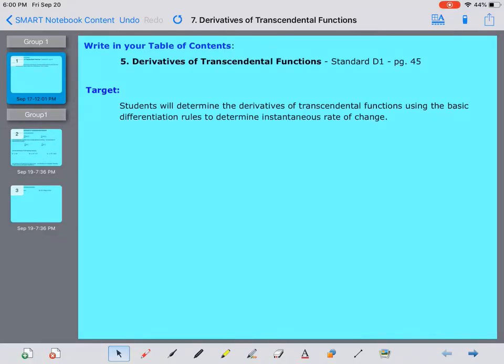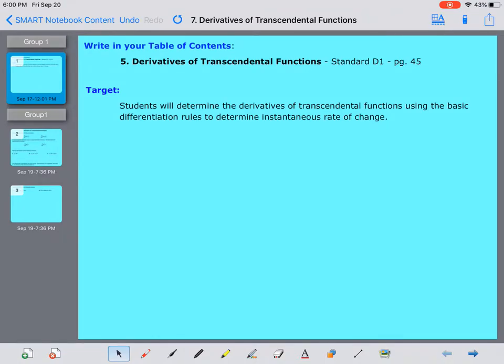So this video is going to focus on the derivatives of transcendental functions. This is our standard D1 still, and we're on page 45. The target is that students will determine the derivatives of transcendental functions using the basic differentiation rules to determine the instantaneous rate of change. Remember, our derivatives represent the specific slope equation of the function that we are deriving.